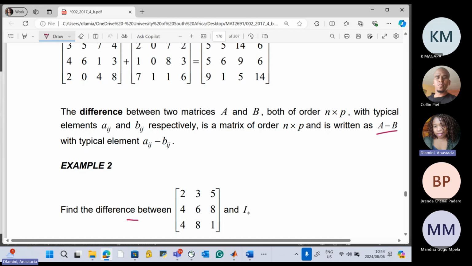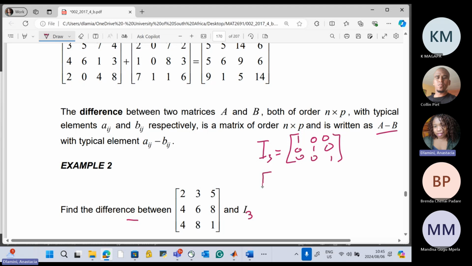So this I, they didn't write the number, has to be a 3 by 3 matrix because we have 1, 2, 3 rows and 1, 2, 3 columns. So for us to be able to subtract, we need an identity matrix with 3 rows and 3 columns. So that's 1, 0, 0, 0, 1, 0, 0, 0, 1. That's the matrix we're subtracting.